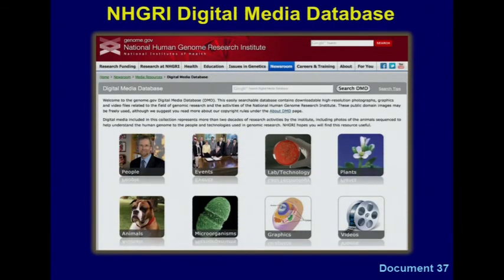NHGRI very recently launched a new digital media database, which is a publicly available resource. The NHGRI digital media database is an easily searchable database containing downloadable high-resolution photographs, graphics, and video files related to the field of genomics research and the activities of NHGRI. These images are all in the public domain, so we wanted to facilitate their use by the community, and so we developed this database and made it freely available. We welcome you to poke around the various parts of the site and use images and videos for your talks and presentations, and provide us feedback about the utility of this database.